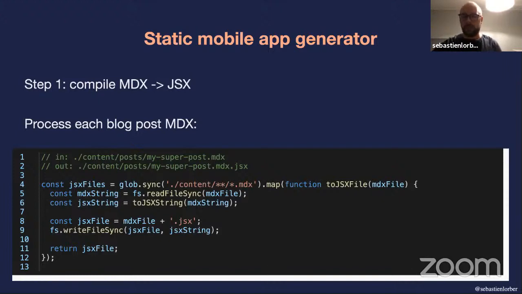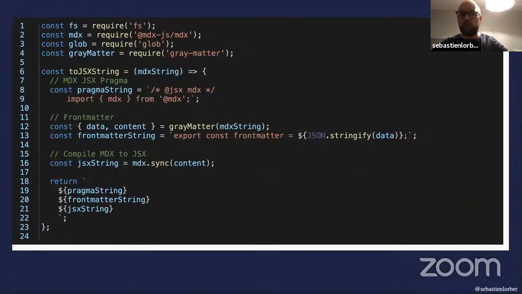For the next step, I will detail a bit the JSX string transformation. Basically, you have initially the MDX string, and you add the pragma that we discussed earlier. You extract the front matter with a library called gray-matter. It's the most popular library. For example, it's used in Gatsby too. Then you add an export of this front matter as JSON, and you compile it from MDX to JSX, and then you create the source code of the component that you require.